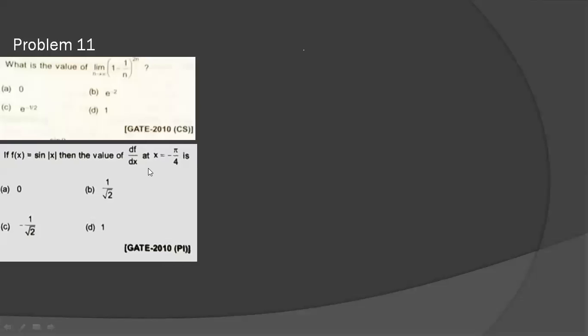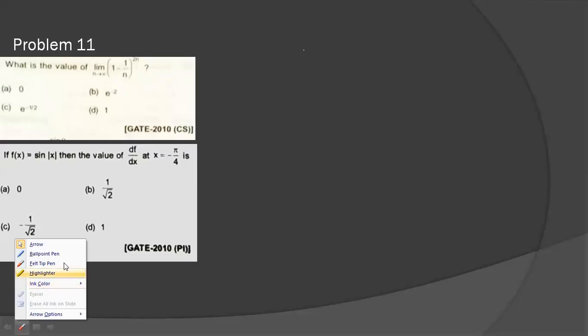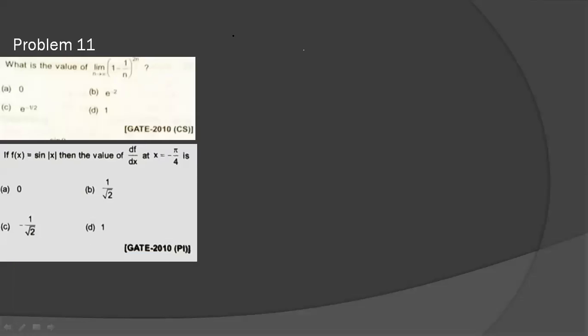The problem 11 is, what is the limit as n tending to infinity of (1 minus 1 upon n) to the power 2n? I already discussed this type of problem, but again I am going to solve it. Limit n tending to infinity (1 minus 1 upon n) to the power 2n.